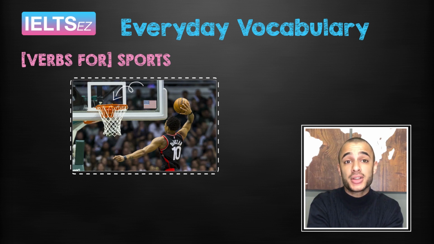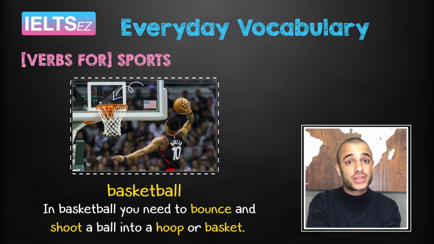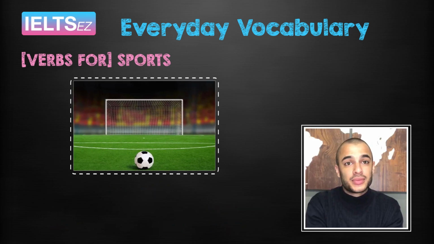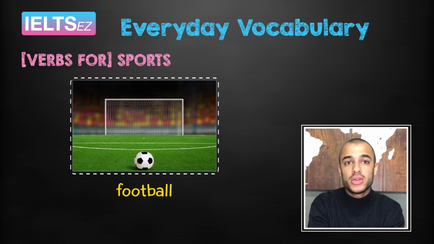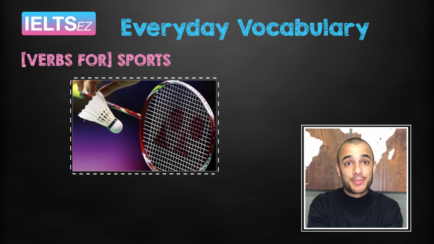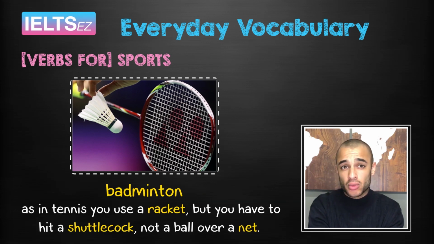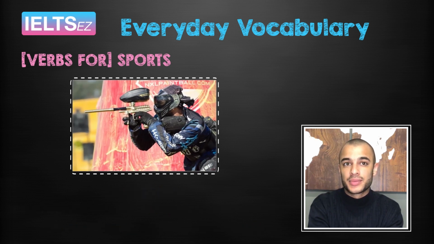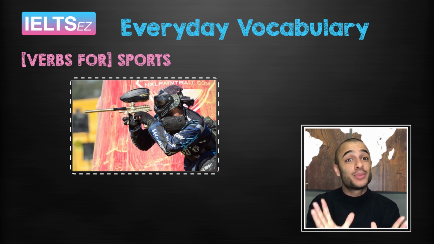And this one, basketball. In basketball, you need to bounce and shoot a ball into a hoop or basket. Bounce, shoot, hoop, basket. Okay, the next one is football, where you use a ball in a field and try to kick it into the goal. Ball, field, kick, goal. And this is badminton. As in tennis, you use a racket, but you have to hit a shuttlecock, not a ball over a net. Racket, shuttlecock, net. Finally, have you done this activity before? It's paintball.